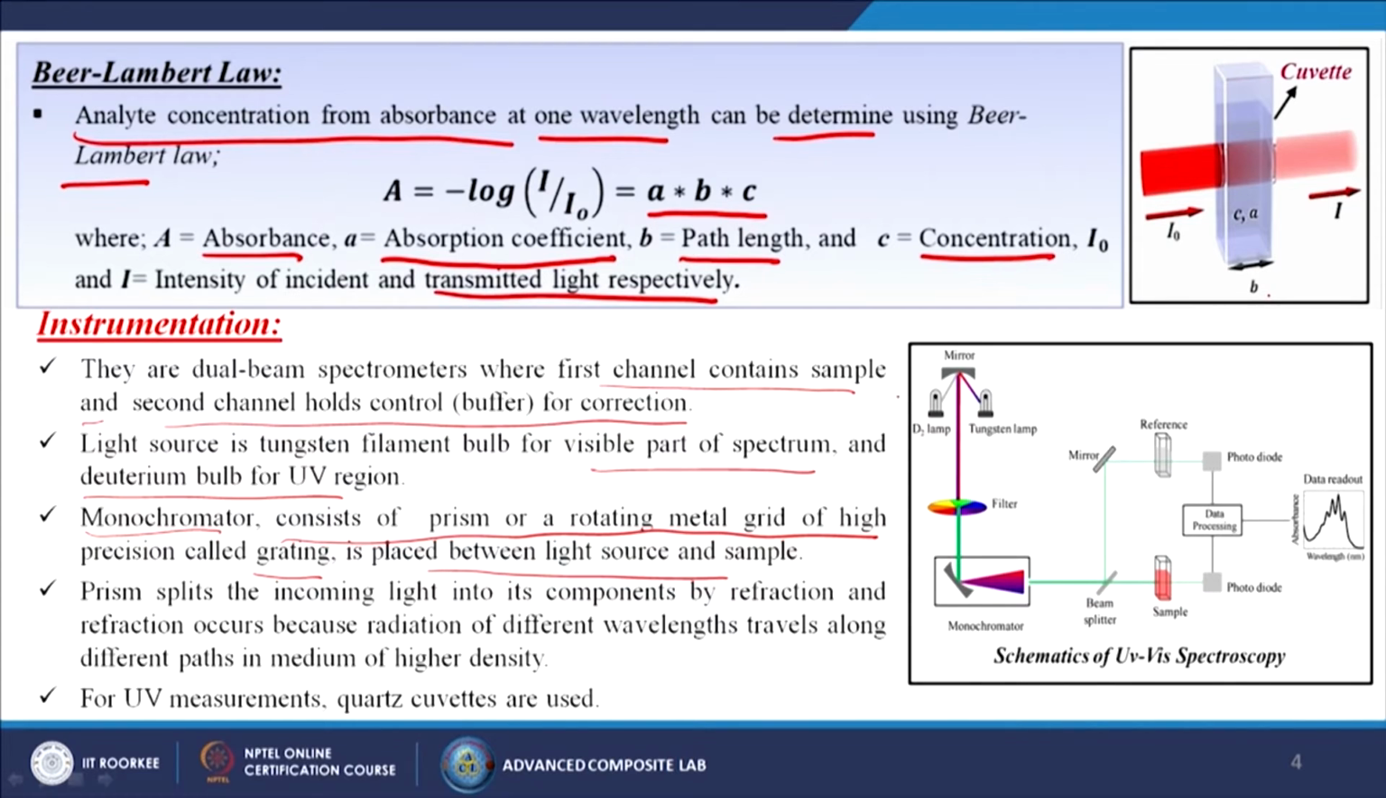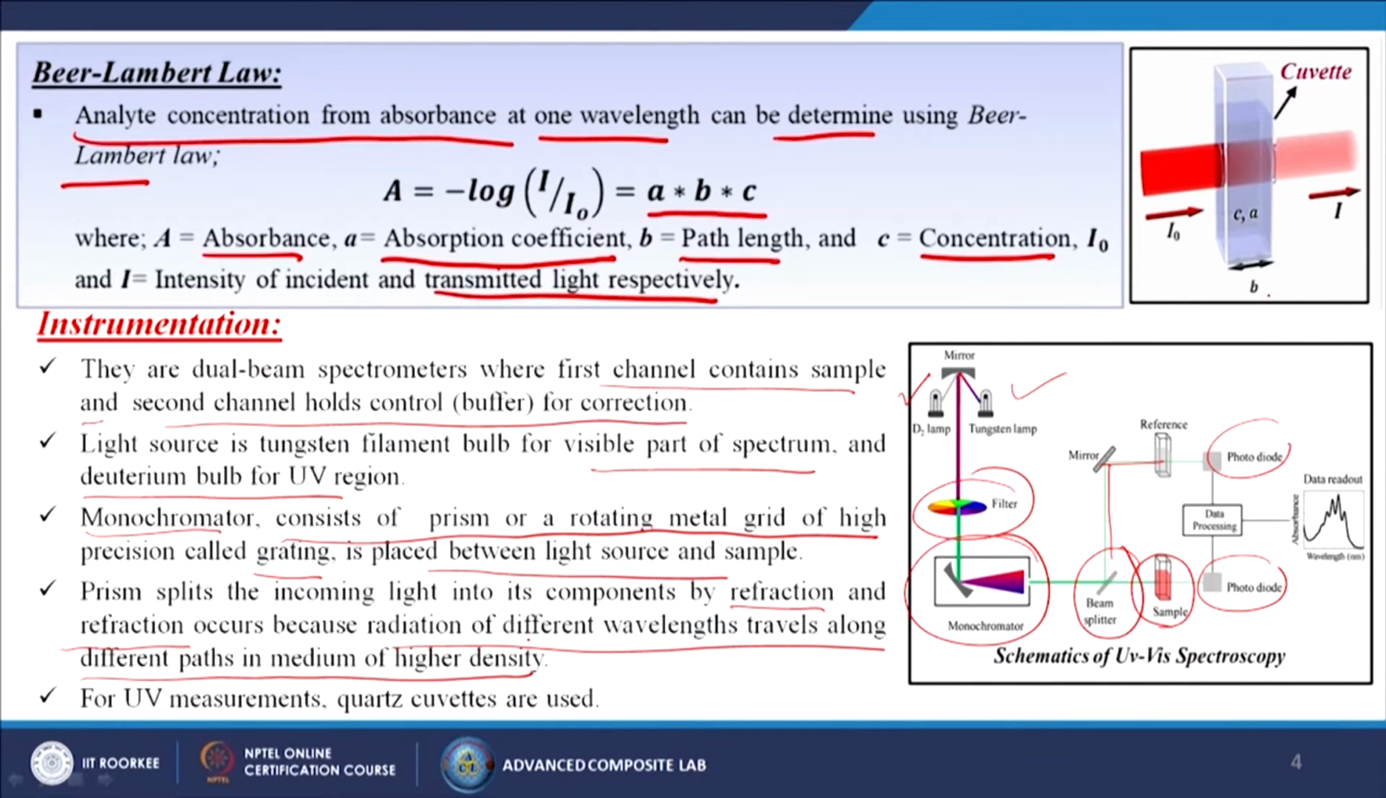Here in this case we have the D2 lamp and the tungsten lamp, then a mirror, then a filter. We use the monochromator, then we have the beam splitter, then it goes to the mirror, then falls on the reference and then a photodiode and data processing. The other beam goes directly to the sample, where we also use another photodiode, then data processing, and we get the results. The prism splits the incoming light into its components by refraction, and refraction occurs because radiation of different wavelengths travels along different paths in a medium of higher density.